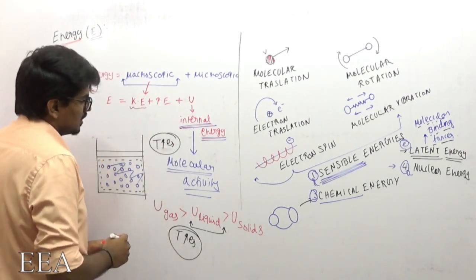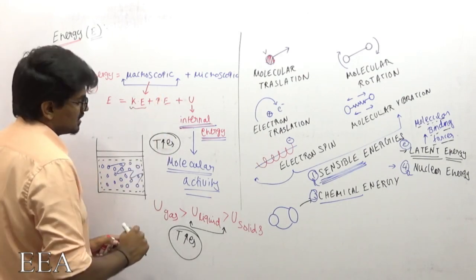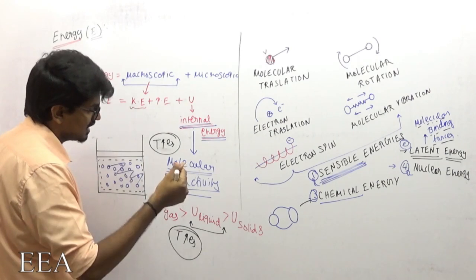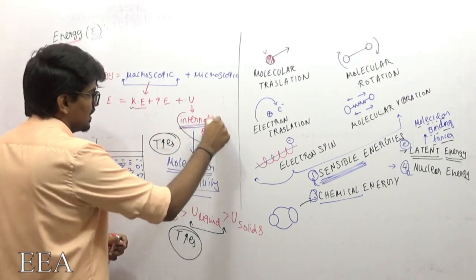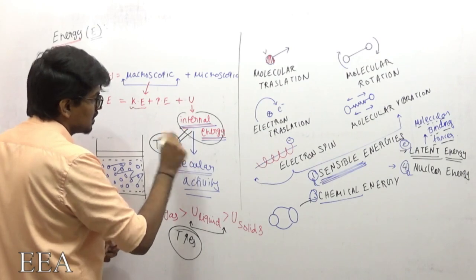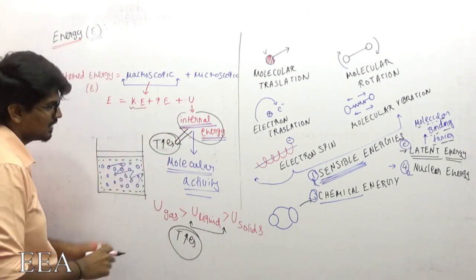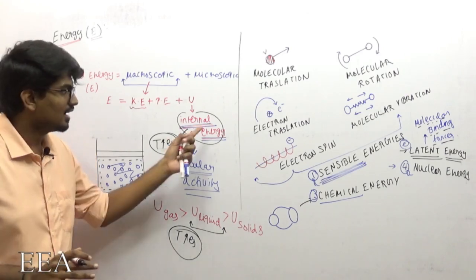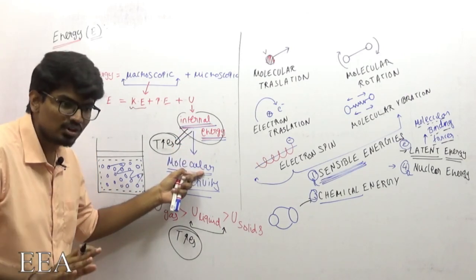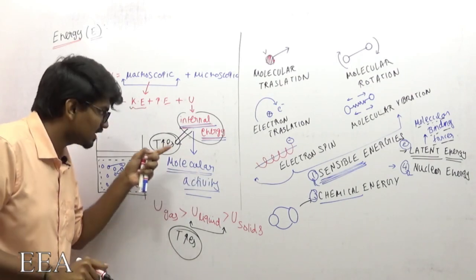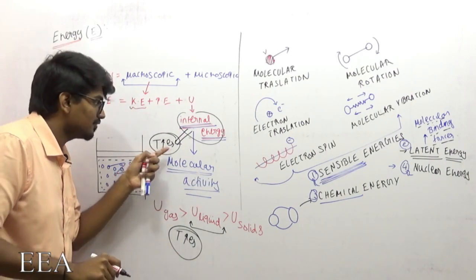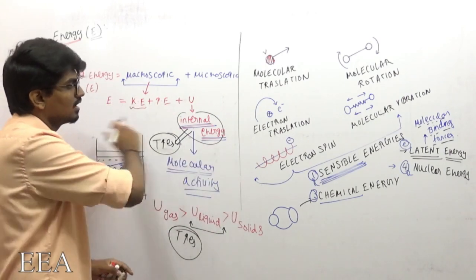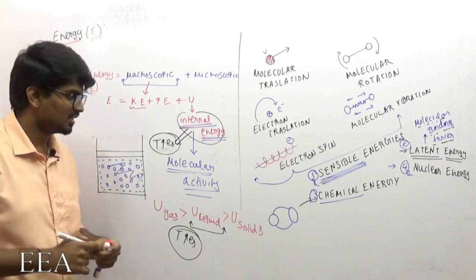So if I increase the temperature, the molecular activity is going to increase, which indeed means that internal energy is going to increase. So internal energy is a direct function of temperature, which I already said when I was discussing specific heat, but I didn't give you the reason. Now you got the reason why. Internal energy depends completely on molecular activity. For increasing molecular activity, I need to increase the temperature. So if the system is at higher temperature, it's going to have higher internal energy. As simple as that.